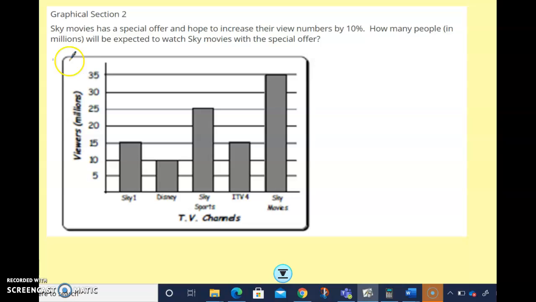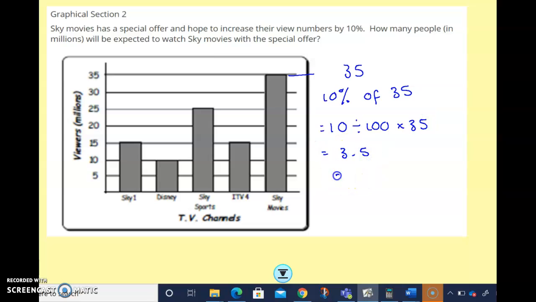Same graph, Sky Movies had a special offer. They want to increase their viewer numbers by 10%. So right now there's 35 million of them. Don't worry about the million because our answer is just going to be in millions anyway. So 10% of 35 is 10 divided by 100 times 35, which comes out as 3.5. Add it on, 35 add 3.5 will be 38.5 million viewers.